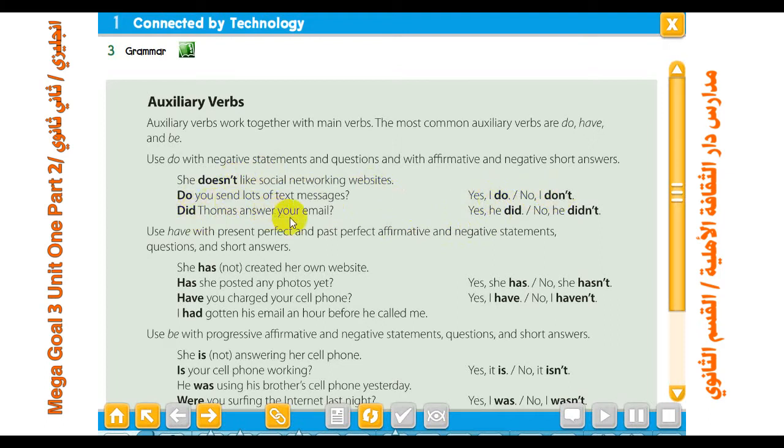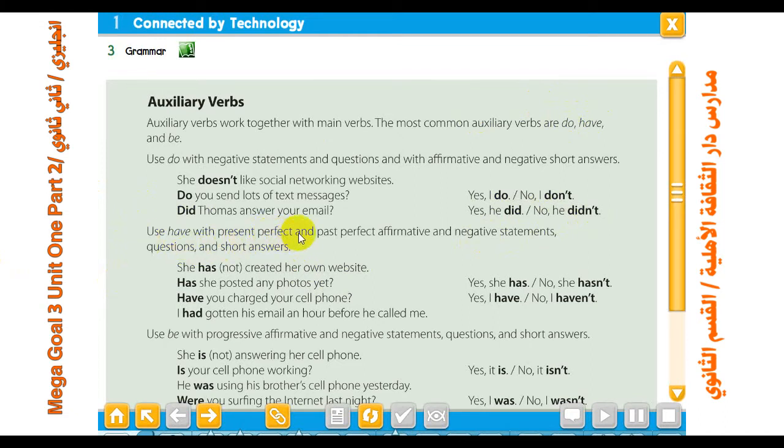Did Thomas answer your email? This is a question form in the past, and we must notice that after did we use the verb 1 or the infinitive. Okay, the answer for did Thomas is yes he did or no he didn't. Okay, now let's move to the auxiliary verb have.